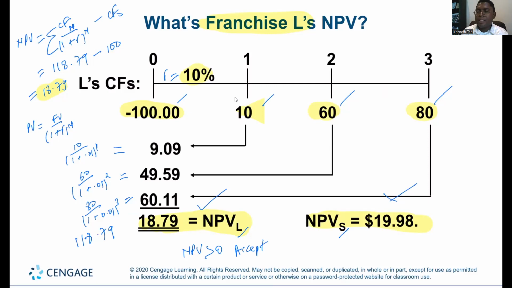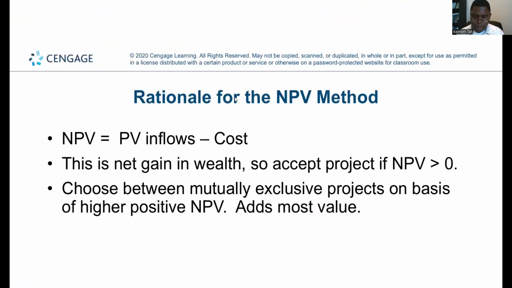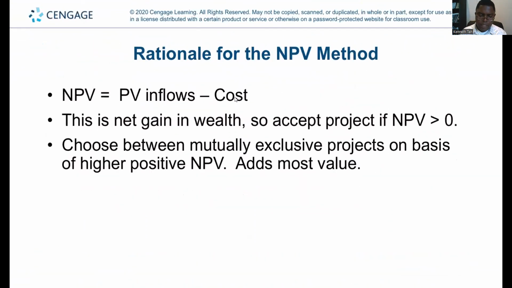But if both projects are mutually exclusive, then we might be in a position where we can only accept one. In that case, we accept project S because its NPV is greater than the NPV of project L. All right, so that is how we walk through this problem using the net present value technique.